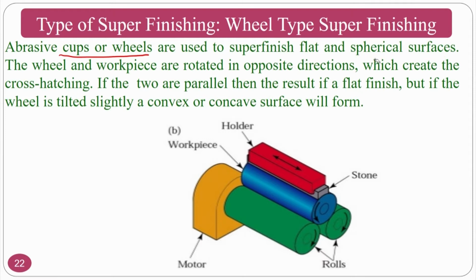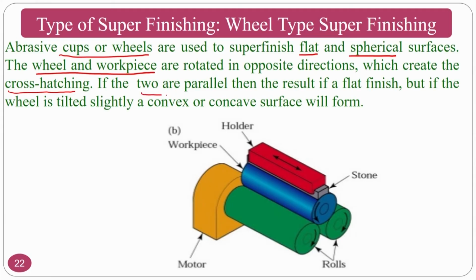You can go for the flat surface as well as the spherical surfaces using this wheel type super finishing. The wheel and workpieces are rotated in opposite directions. Basically, the wheel and workpiece are normally rotated in opposite directions, which creates the cross hatch pattern. In this aspect, you can go for the cross hatch patterns on the surface, not only the finishing but also you can get some pattern.